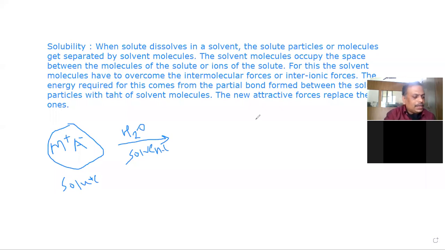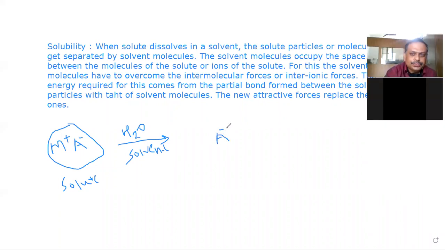आता काय होईल? The A minus, this ion A minus, of the solute M plus A minus that we have taken, forms a bond with hydrogen H, which carries a partial positive charge in water. Then oxygen, with negative charge, and again hydrogen. Again it forms a bond with the A minus. This is the water molecule.